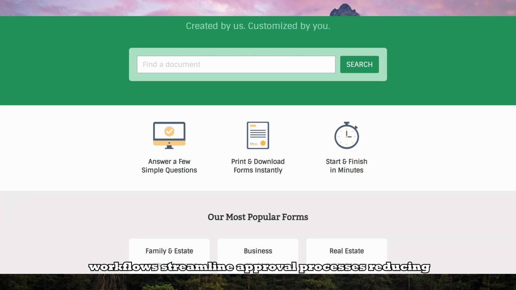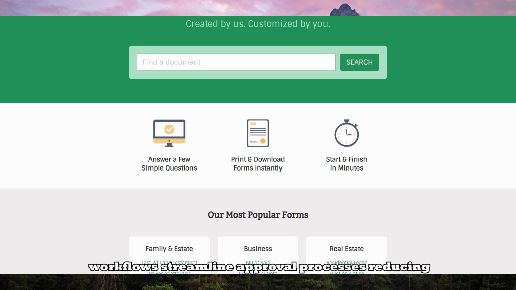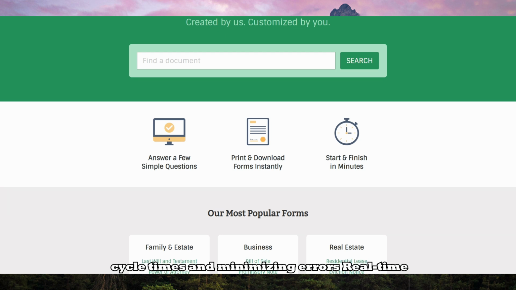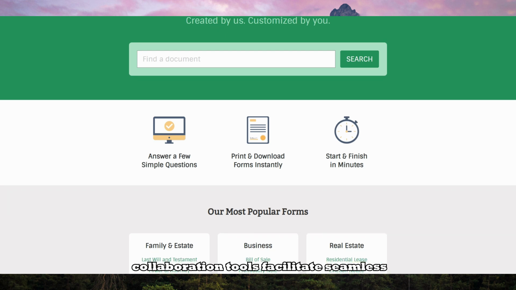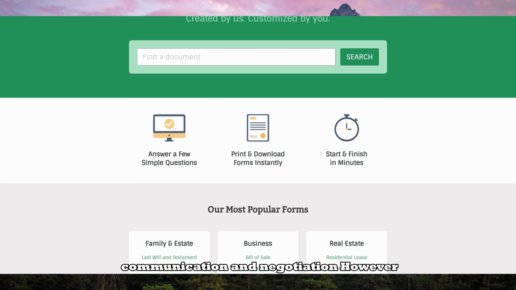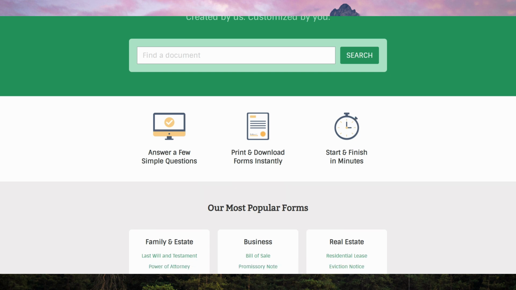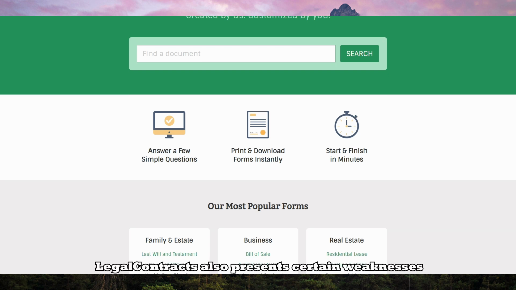Automated workflows streamline approval processes, reducing cycle times and minimizing errors. Real-time collaboration tools facilitate seamless communication and negotiation. However, Legal Contracts also presents certain weaknesses.